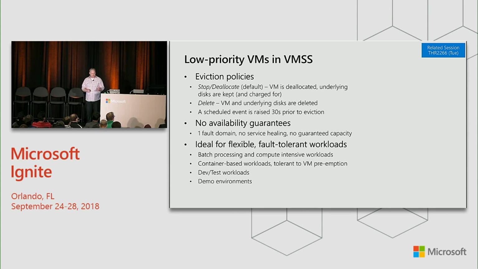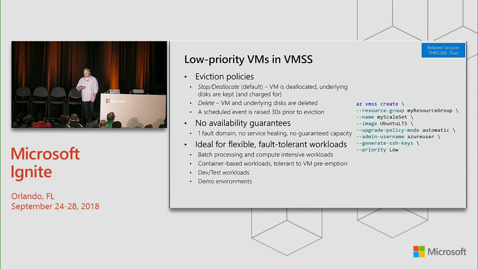If you use something like AHub for the license of Windows, then you're back to that 80% discount for the low priority. And when you deploy, I showed it a while ago in the scale set deployment in the UI, you just set the priority to low and it automatically takes care of that.